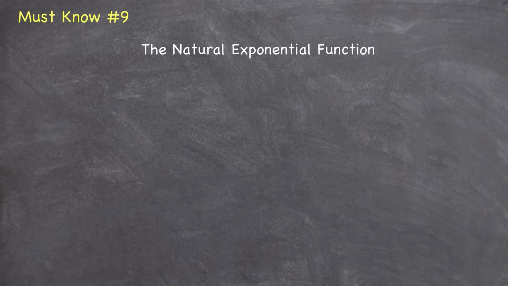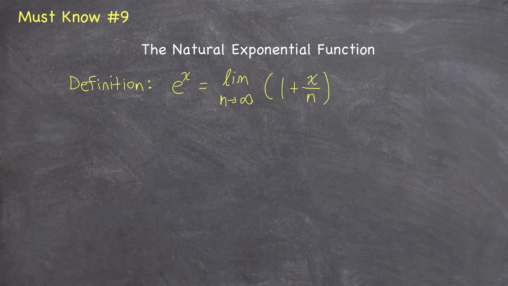Must know number 9, the natural exponential function. Let me start by giving you the definition of the natural exponential function. The natural exponential function is the function e to the power of x. And what's the value of e to the power of x? Well, the definition for that is that it's the limit as n approaches infinity of (1 + x/n) to the power of n.